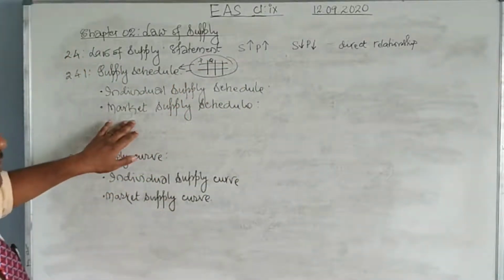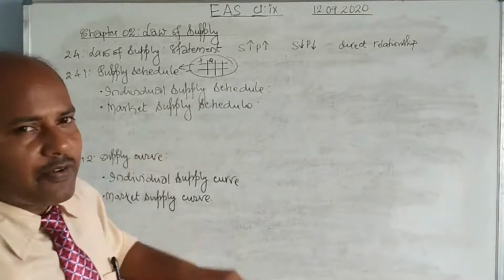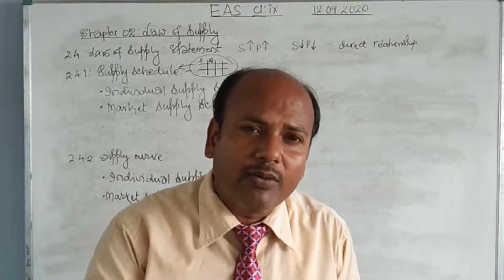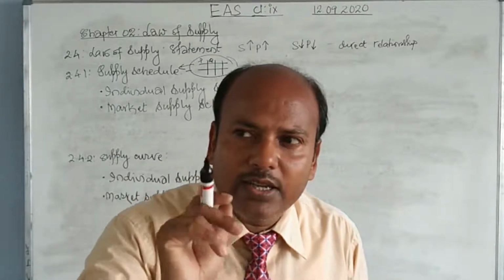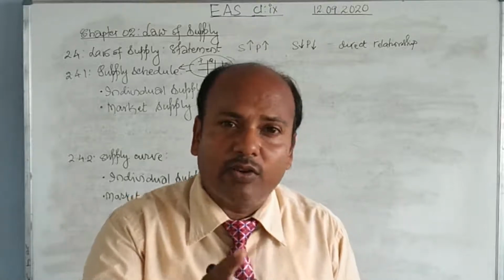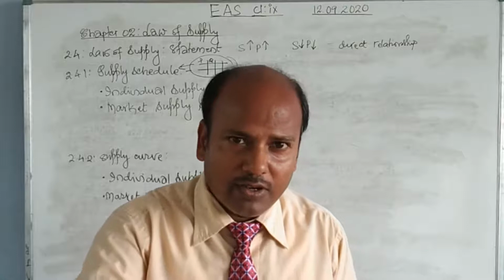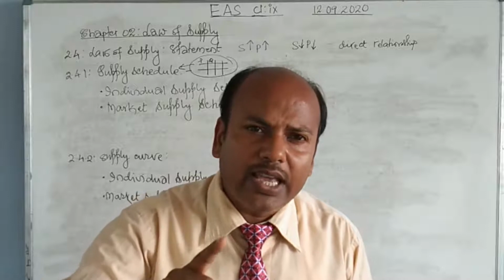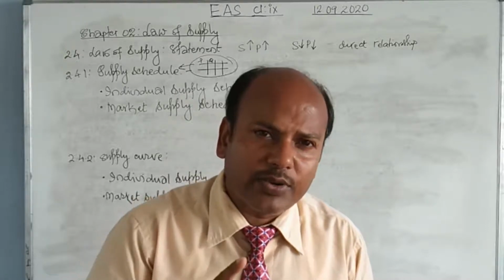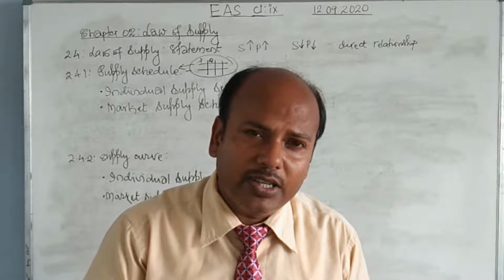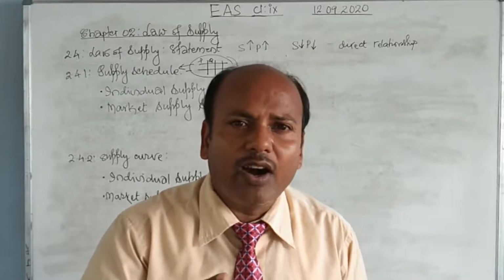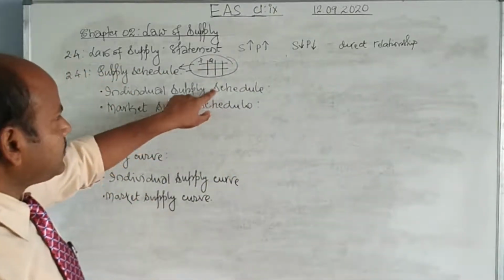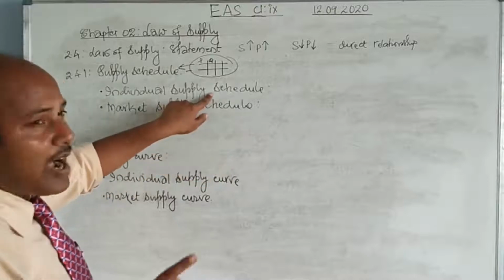Supply schedule is of two types. Individual supply schedule refers to that particular quantity of a commodity which one individual, one household, or one producer would like to produce and offer for sale at different prices. This is very important. It is a tabular representation of different quantities of a commodity which one particular supplier or household is ready to produce and offer for sale at different prices. So this is for one supplier.